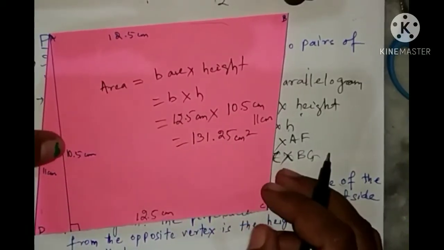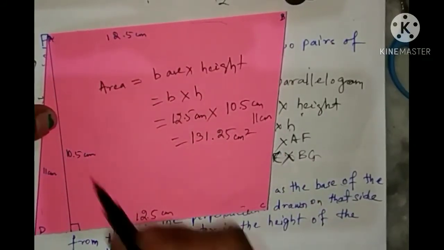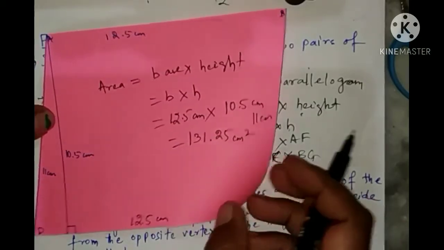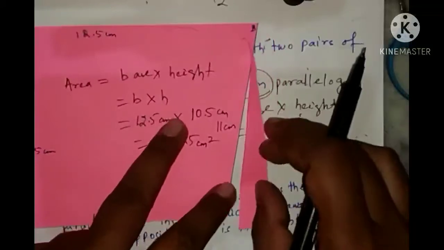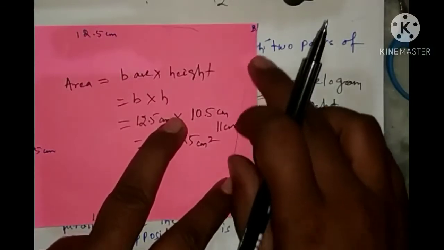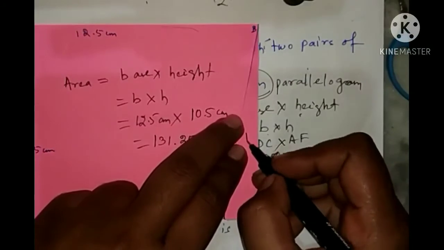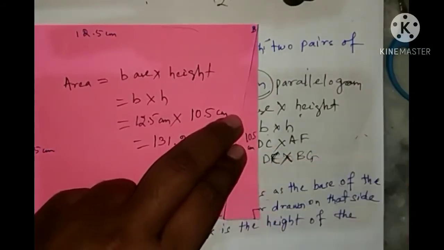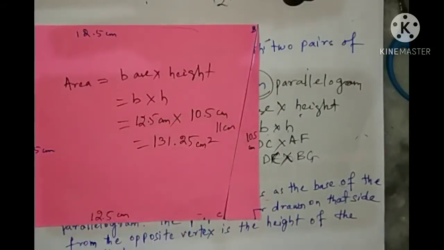Like that, for a parallelogram, whenever we need to find the area, we take the base and height. And look here, I can extend and make a height here also. This height is also how much? 10.5 centimeter. By taking this height also I can find out the area. Okay.